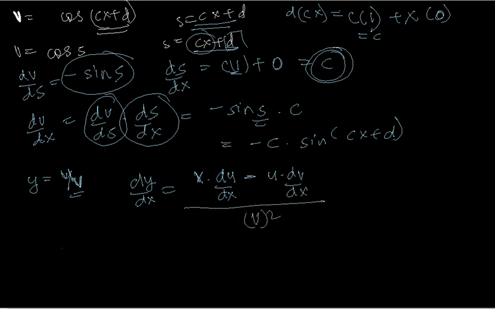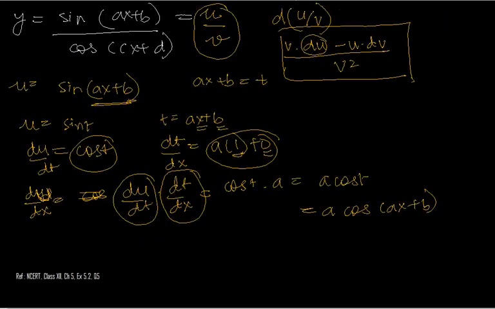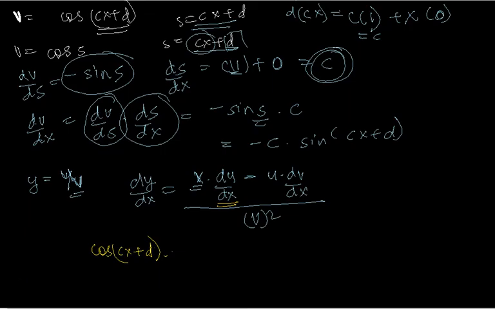Fine. So what is the value for v? Let's start substituting it. The value for v is cos of cx plus d. What is the value for du by dx? This you have just found out, which is a into cos of ax plus b.